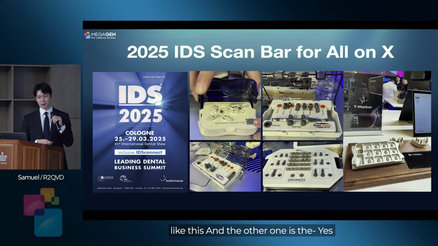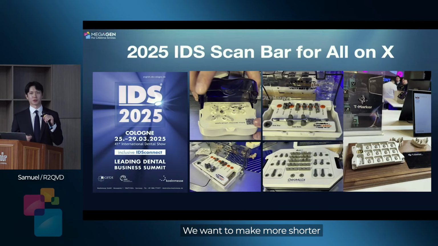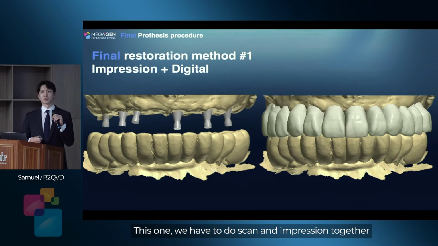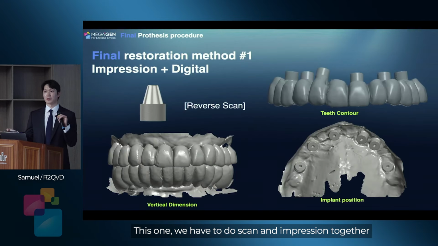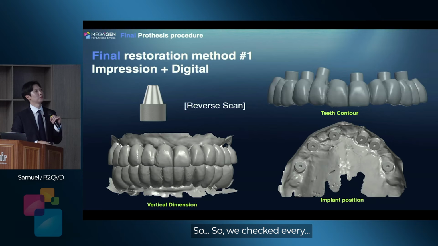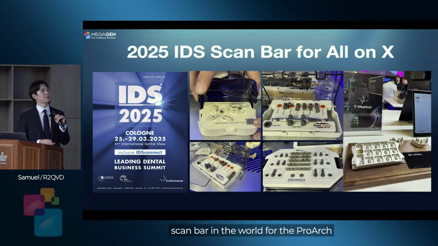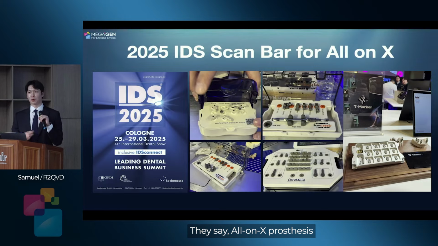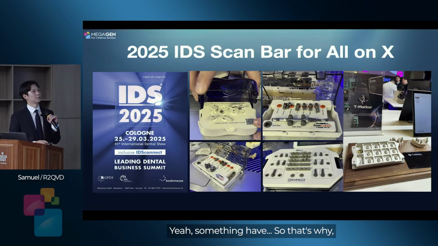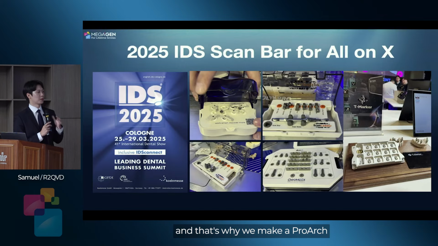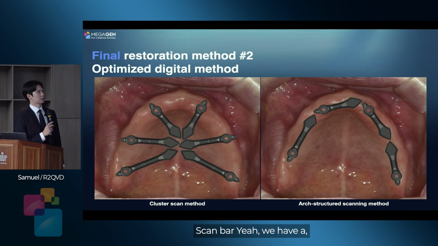And the other one is we want to make it shorter. In this one, we have to do scan and impression together. It's not good. So we checked that there is so much research for the PROACH. There are so many scan bars in the world. For the PROACH, they say Oronex prosthesis, something like that, so that's why we made a PROACH scan bar.